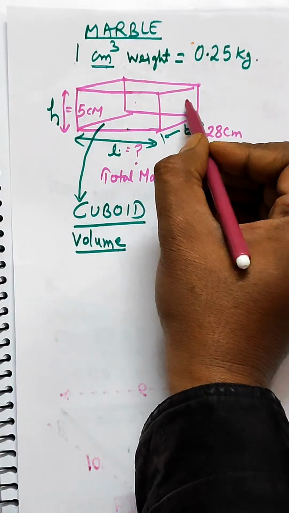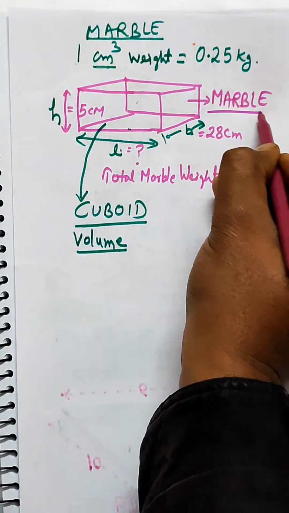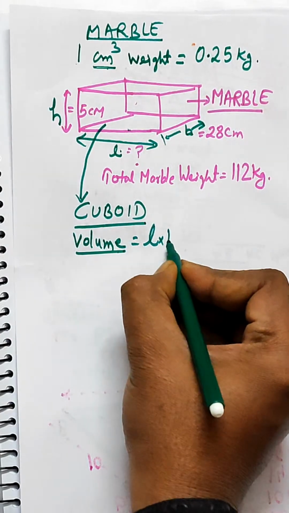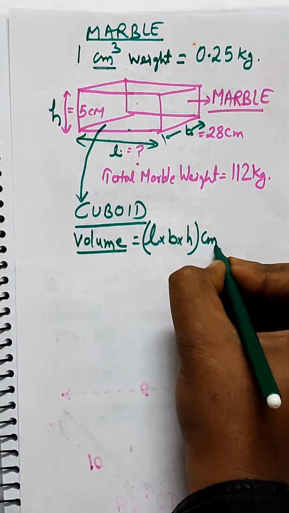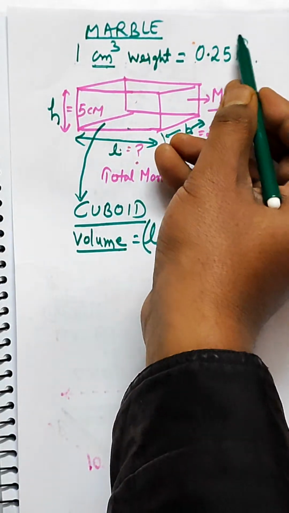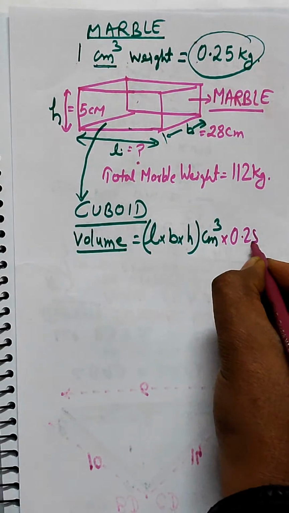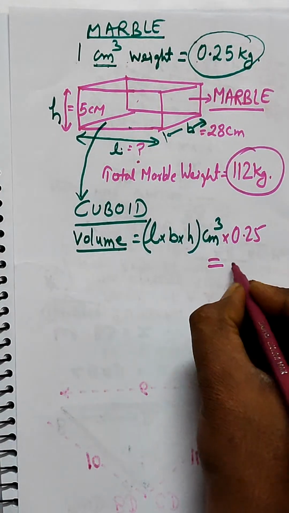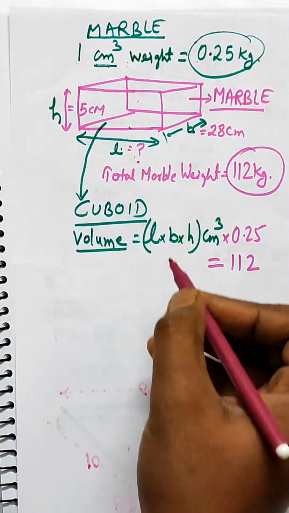This marble is looking like a cuboid, and the volume of this cuboid is L into B into H. So this will be the total volume in cubic centimeter, and this will be multiplied by the per cubic centimeter weight, that is 0.25 kg, right? When you multiply it by 0.25, this will give you the total weight, that is 112. Just put it over here, 112 kg. Now put in the values. We have to calculate the value of length, right?